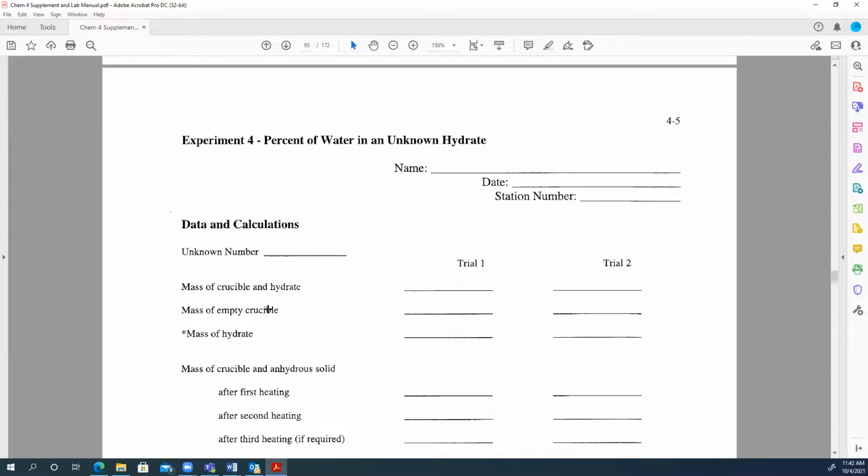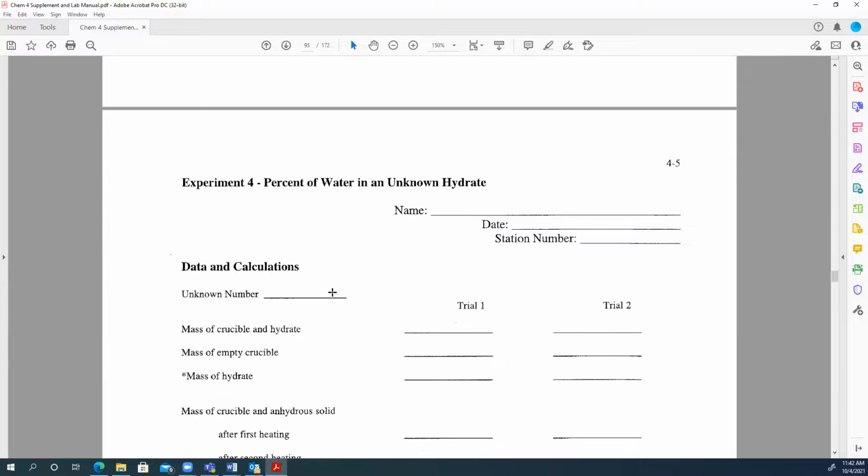Mass of crucible and hydrate, mass of empty crucible. This is reverse order. First, you've got to weigh the empty crucible. Then you weigh the crucible and the hydrate. So this is reverse order data. The only reason they put it in reverse order is so we can easily do the subtraction. The larger number on top, the smaller number on the bottom here. Then this calculation is easy.